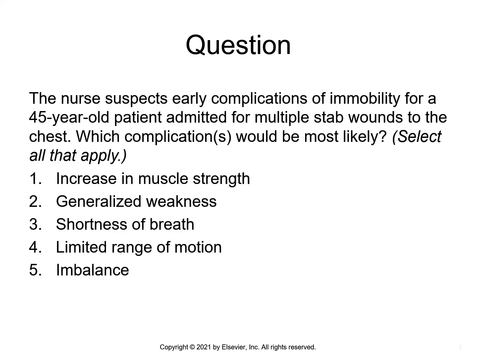The nurse suspects early complications of immobility for a 45-year-old patient admitted with multiple stab wounds to the chest. Which complication would be most likely? 1. Increase in muscle strength. 2. Generalized weakness. 3. Shortness of breath. 4. Limited range of motion. 5. Imbalance. The correct answers are 2, 3, 4, and 5.